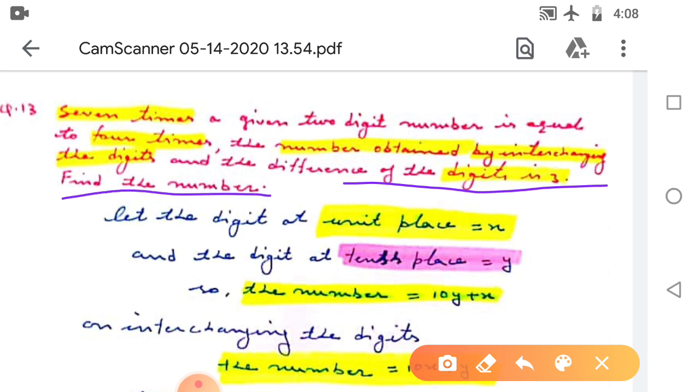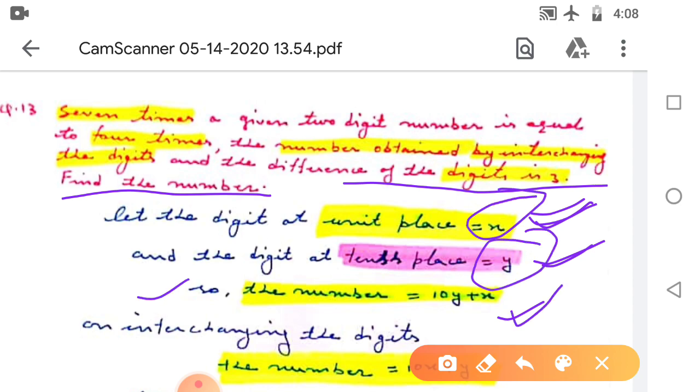Find the number. So let the digit at unit place be x and the digit at tens place be y. It's a two-digit number. Clear? So what is the number? Number is 10y plus x. The unit place x, tens place y. So what is the number? We have to multiply the digit which is at tens place by 10.